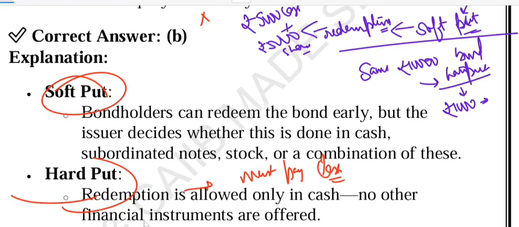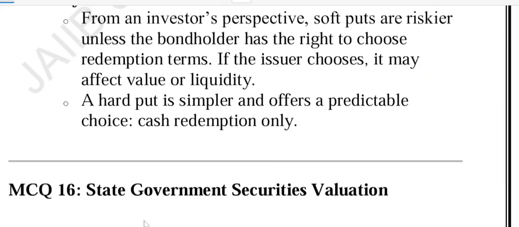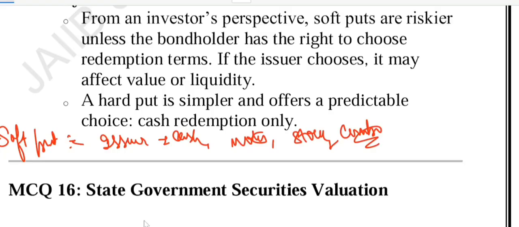No bike, no IOU. So let's recapitulate what we have covered so far in this session. We have talked about the soft put. What is the meaning of soft put? I told you, the issuer can repay in cash, he can repay in notes, he can repay in stock, or he can have a combination of all this. Then we talked about the hard put. What is the meaning of hard put? I told you, it is cash only prepayment. The repayment will only be made in the form of cash.